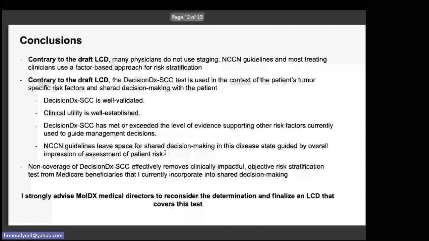So my final comments here: I think this just helps, because everyone I know is pretty much using a risk-based approach. We do stage these patients because of the type of practice I'm in, but most people aren't. And even with the staging, we really go back to risk factors, because we know the staging system has a lot of challenges. I think Dr. Farberg covered all this, so I'm not going to repeat everything. I just hope you all will think about this, because day in and day out, it's something that my multidisciplinary team uses, and I would hate not to have access to this.